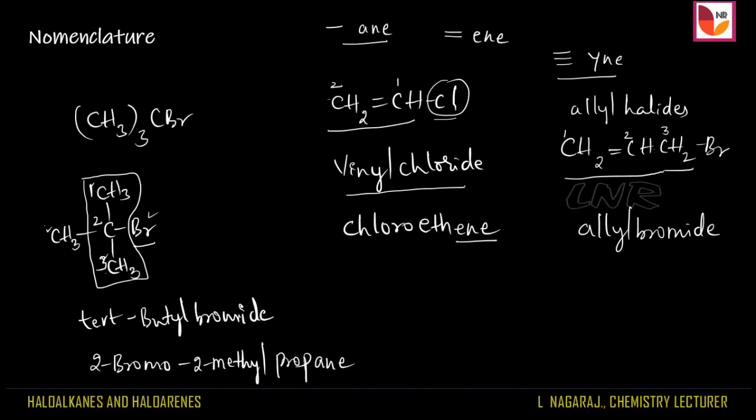Hence the molecule is represented with the halogen at position 3, written as 3-bromo, and the root word, since it contains 3 carbon atoms, is meth, eth, prop: 3-bromoprop, and the double bond is present between carbon 1 and carbon 2, hence it is represented as 1-ene. So it is written as 3-bromopropene.